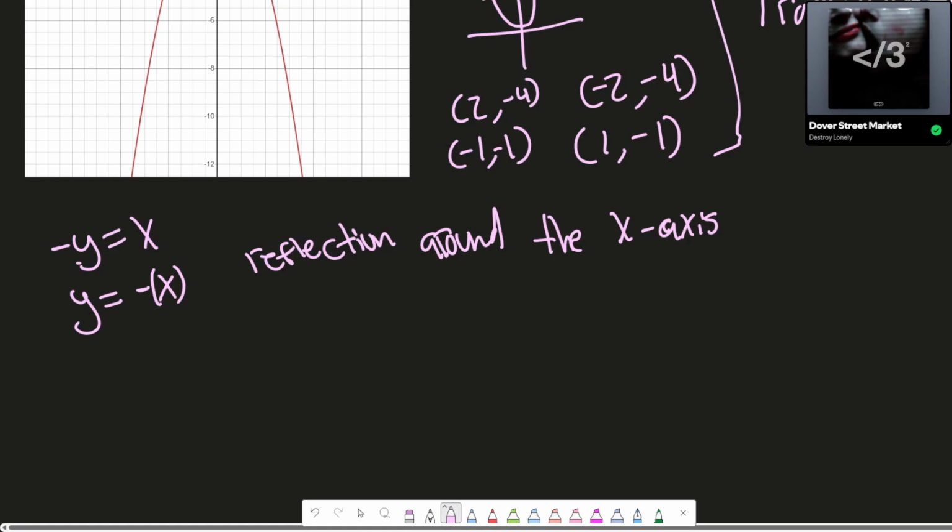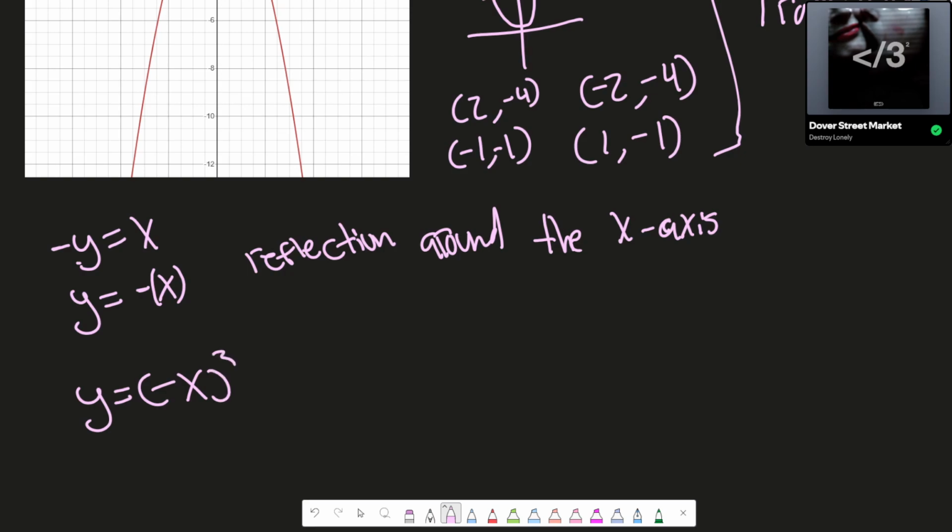But what if this negative sign was inside the function? Let's use -x cubed as an example, another of the 10 functions that I showed you all in the first video. And then here, what ends up happening is, or actually, let's do something else.